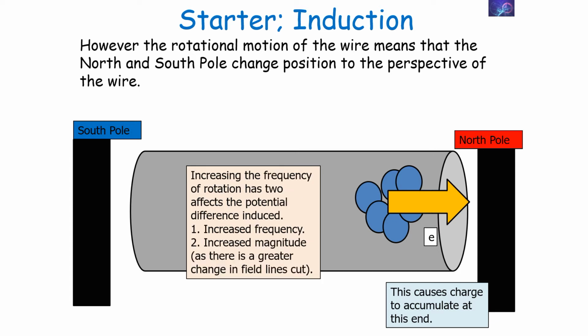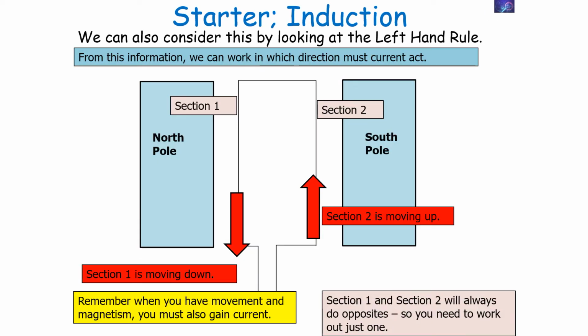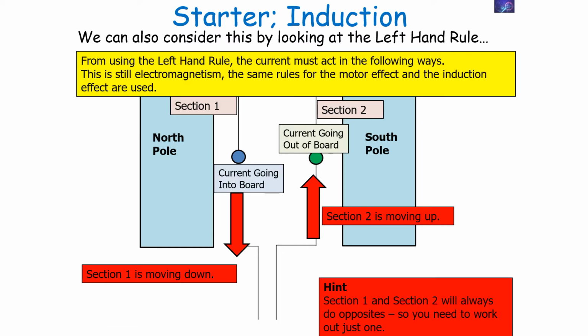Now, increasing the frequency of the rotation has two effects on the potential difference induced. Firstly, it will increase the frequency, and it will also increase the magnitude, as there's a greater change in field lines cut. We can also consider this idea of electromagnetic induction by looking at the left-hand rule, because remember, when you have movement in magnetism, you also gain a current. So from looking at the left-hand rule, the current must act in the following ways. This is still the idea of electromagnetism. The same rules apply for the motor effect and the induction effect.